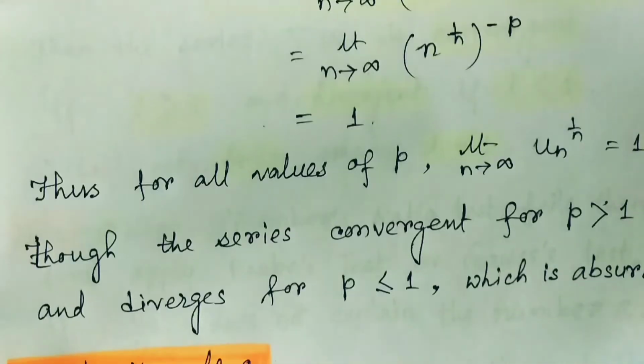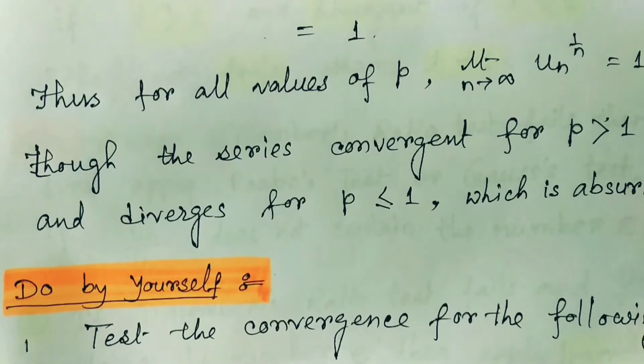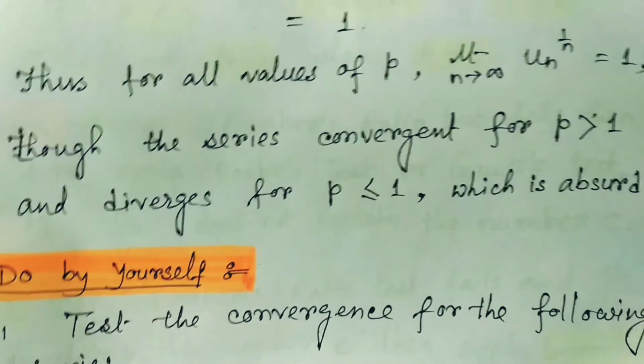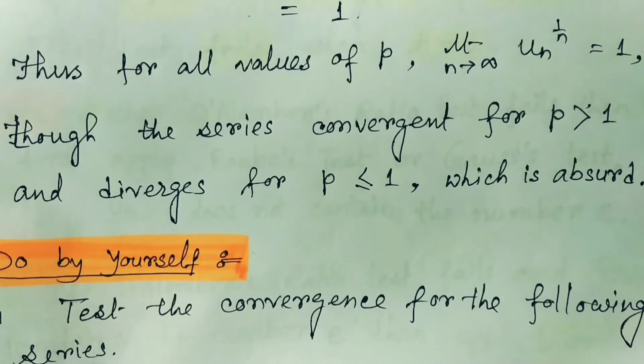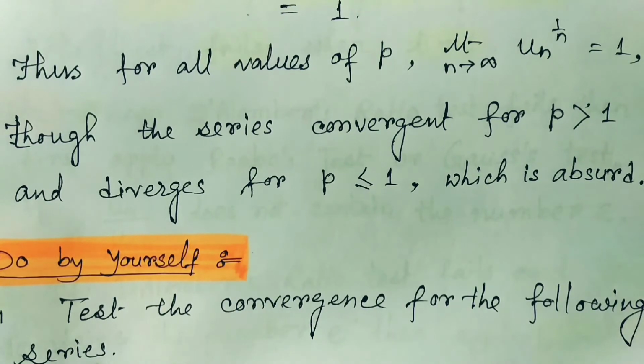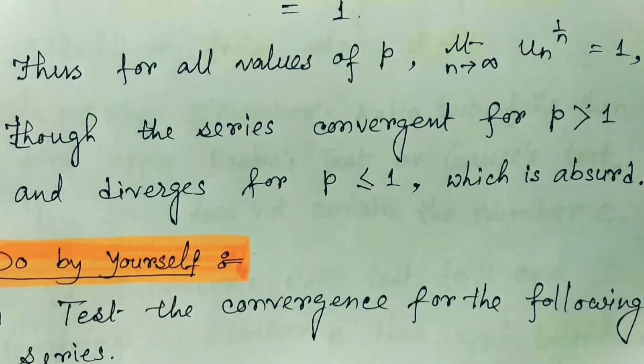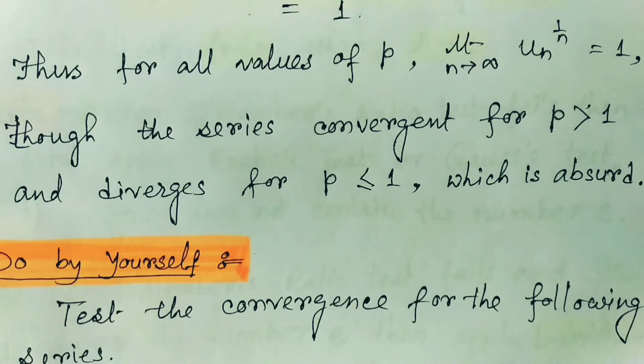Thus for all values of p, when this limiting value is 1, we can say the test fails, though we know the series is convergent for p greater than 1 and divergent when p is less than or equal to 1, which is an absurd thing. That's why when we find the limiting value as 1, we say the test fails. Anyways, now we know what Cauchy's root test is.